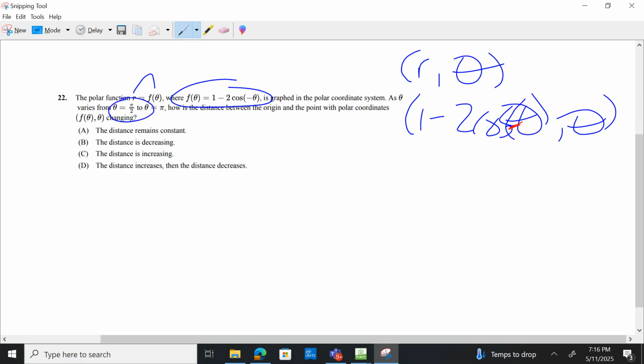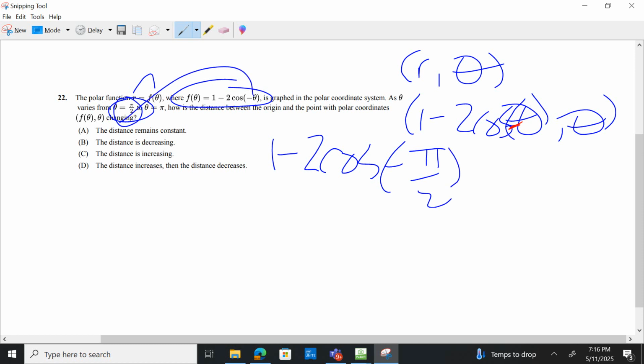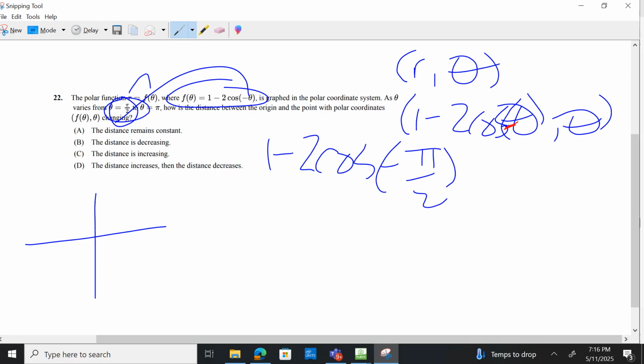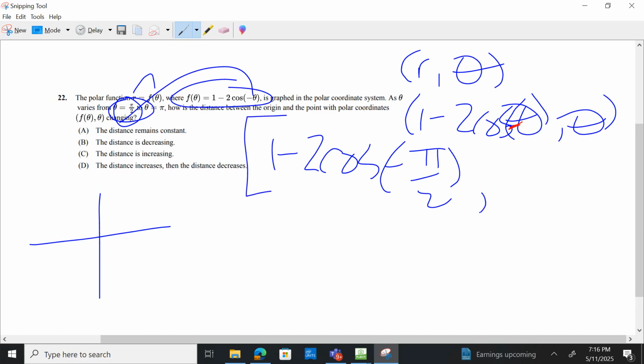So let's start with pi over 2. So I have 1 subtract 2 cosine of negative pi over 2. Now, although this is positive pi over 2, remember that when we plug it in, we see a negative sign there. So I'm using the point, that's this part right here, and there's a comma, and then our theta, remember, is pi over 2. So I'm going to start going in the direction of pi over 2. So pi over 2 is right up here.